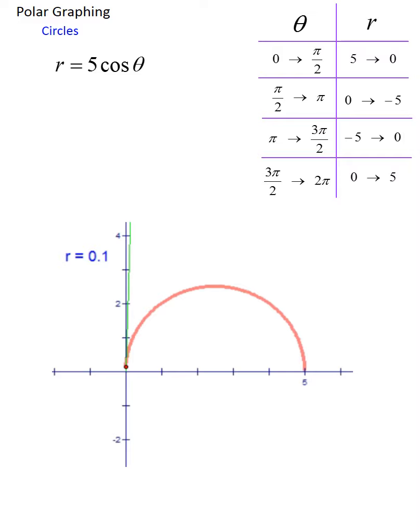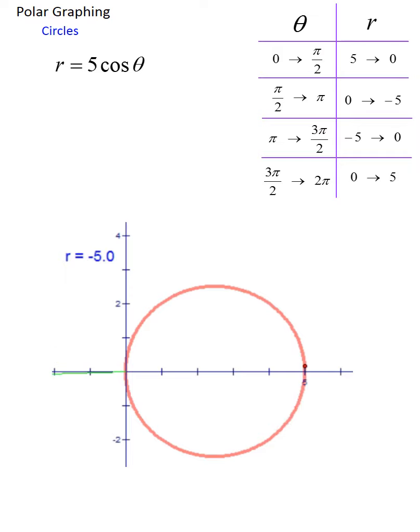Now, as we sweep through quadrant 2, notice the table indicates that r is going to go from 0 to negative 5, meaning r is going to be negative throughout quadrant 2. But that means the points will be behind quadrant 2, in quadrant 4. Here's r going from 0 to negative 5 throughout quadrant 2.